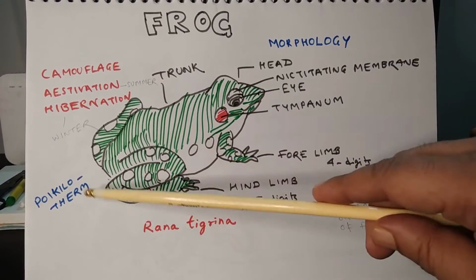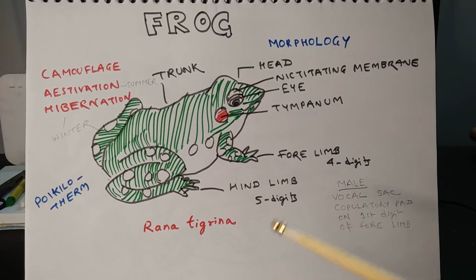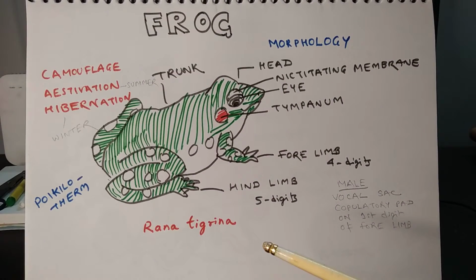Frogs are poikilotherm, which means frogs are cold blooded animals, which means that a frog cannot control its body temperature. It has to depend on the environmental temperature.